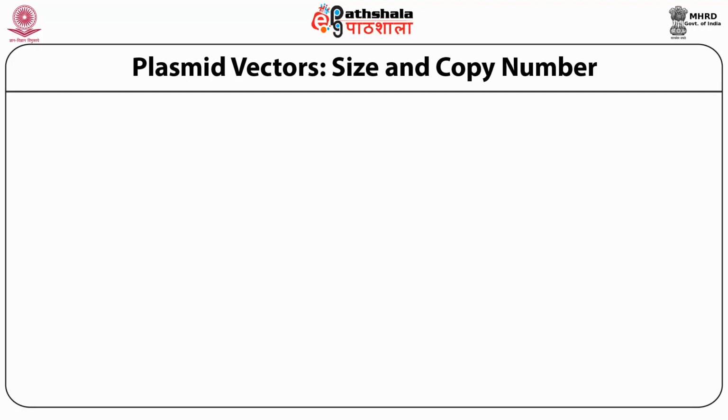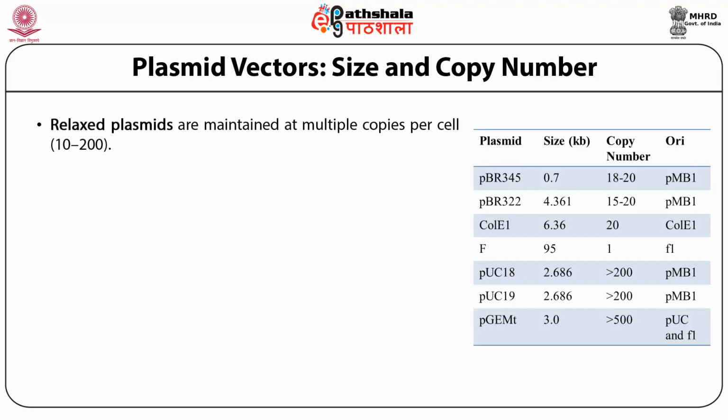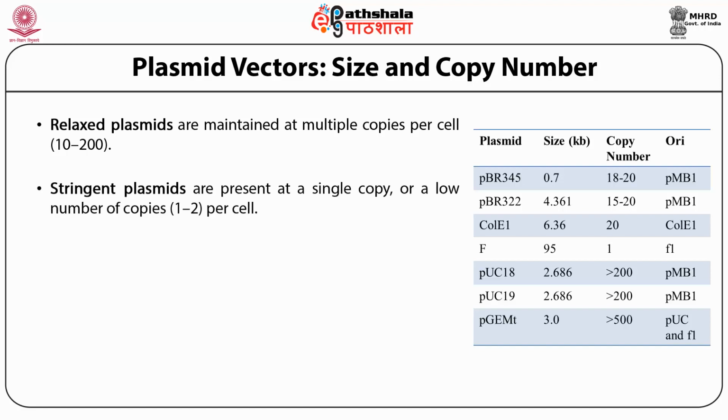Copy number means the number of plasmids present per cell. On the basis of copy number, a plasmid is called a relaxed plasmid or a stringent plasmid. Relaxed plasmids are maintained at multiple copies per cell, like 100 to 200 plasmids can be found inside a single cell, while stringent plasmids are present at a single copy or a very low number of copies, between 1 or 2 per cell.